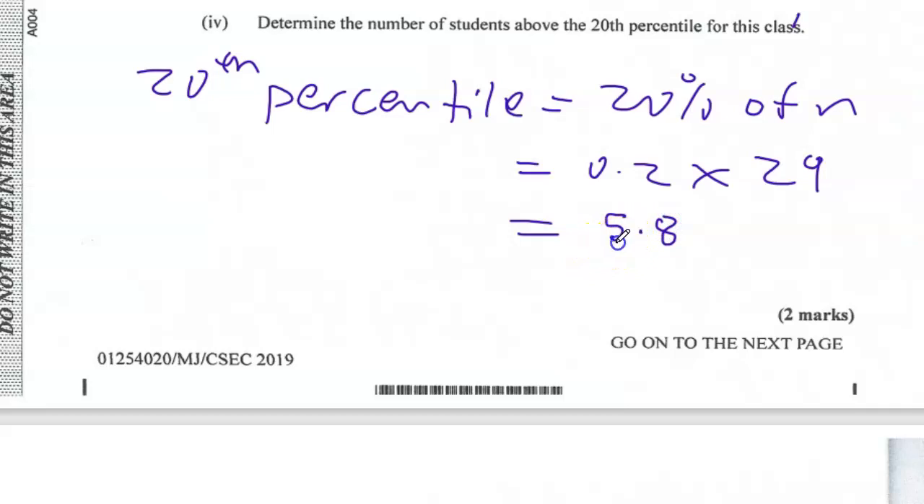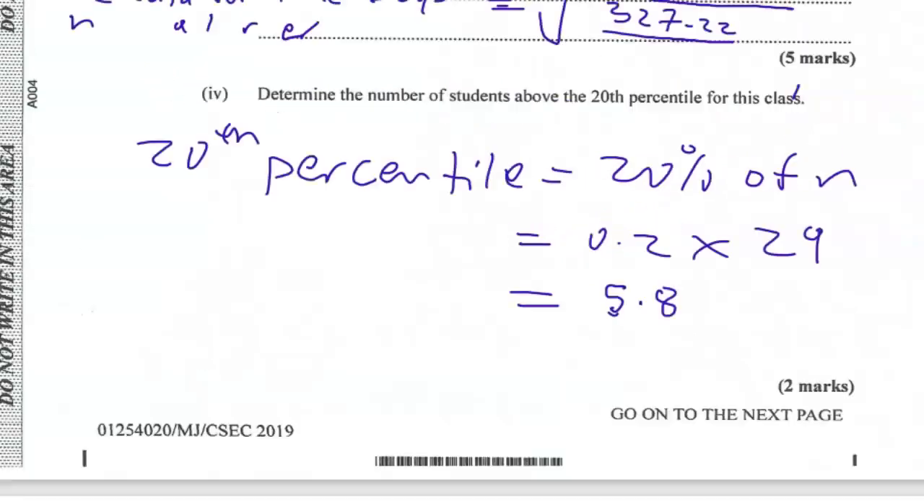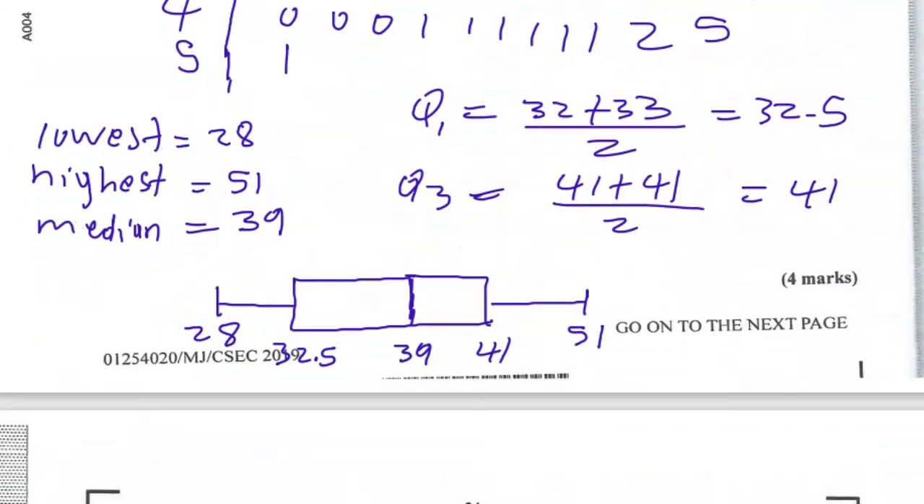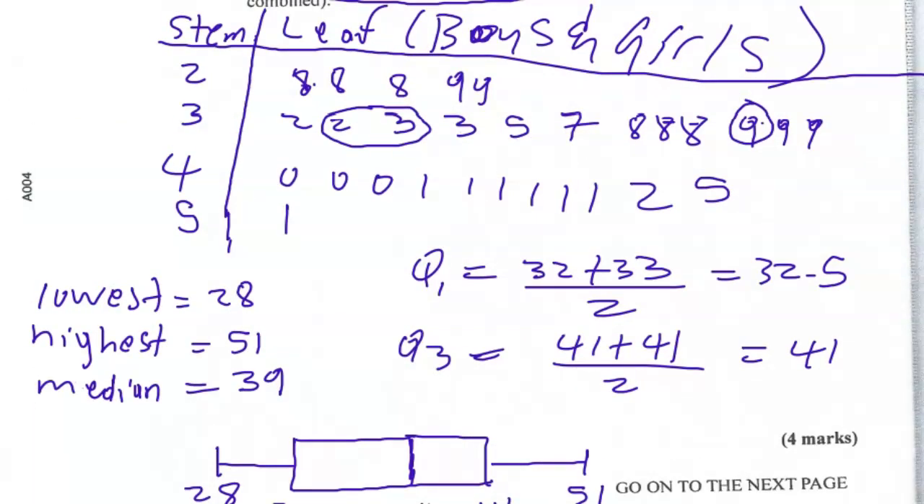Let's look for the 6th value. Let's go back to the combined table. This was a combined table for boys and girls. So 1, 2, 3, 4, 5, 6. So the 6th value is 32. And this is also 32. So up to 32, this would take up how many numbers now? 7. So 3, 5, and these 2. So 7 numbers, and remember we had 29 students, right?